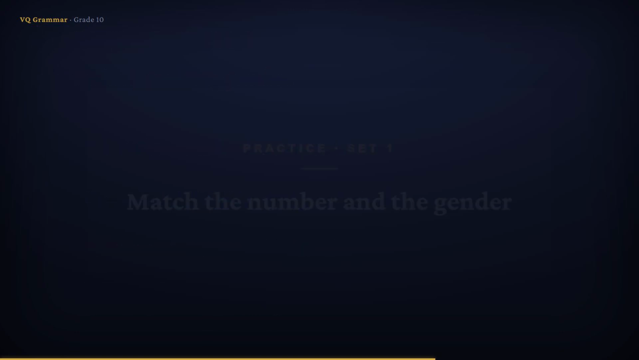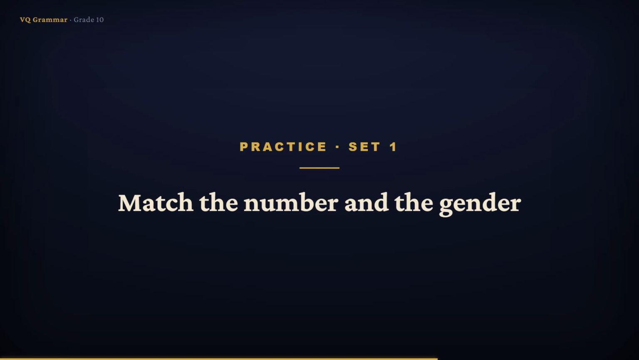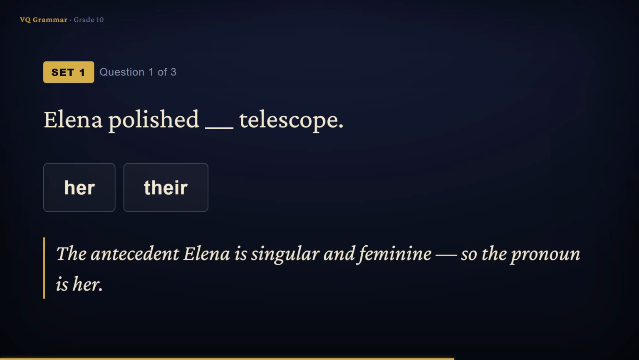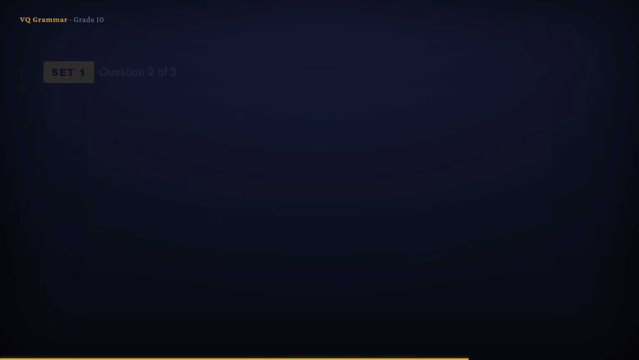Ready to practice? In this first set, each sentence is missing its pronoun. Find the antecedent, check its number and its gender, and then pick the pronoun that matches. Pause the video and choose before I reveal each answer. Elena polished blank telescope. Find the antecedent first. That is Elena. One person, so the pronoun must be singular. And Elena is feminine, so the pronoun must be feminine as well. So the answer is her.